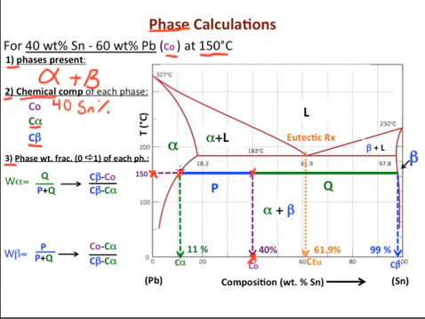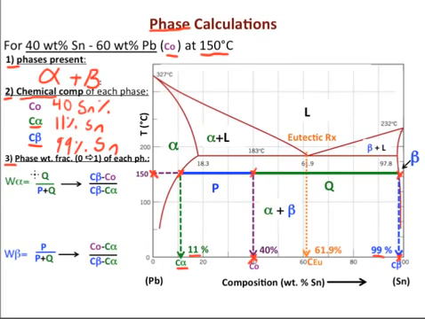So over, or this way, and go down to our x-axis, and that will give us our composition of alpha, which for this given temperature is 11%. So this would be 11%, and this is talking about in terms of tin. Then for our composition of beta, it's again at 150 degrees, we go over to the solubility limit of lead in beta at our given temperature, which would be over here. Remember, these are solubility limit lines, and we go down from this point to the x-axis and read off the number. So in our case, it is 99% tin for our composition of beta.